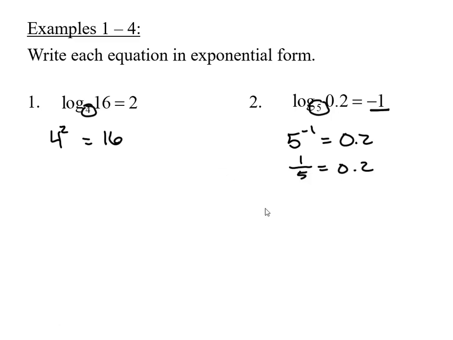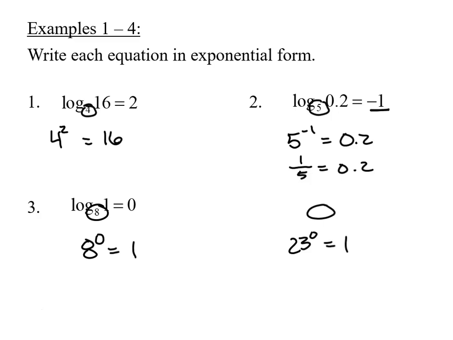The next thing we're going to look at is log base 8 of 1 equals 0. 8 is going to be our base. The 0 is going to come over and join it, and then the 1 is now going to be alone. So 8 to the 0 is 1, which is true. Same thing here: 23 is now our base. The 0 is going to come over and join it as its power, and that's going to equal 1. 23 to the 0 is 1, same as 8 to the 0 is 1. Anything to the 0 is 1.